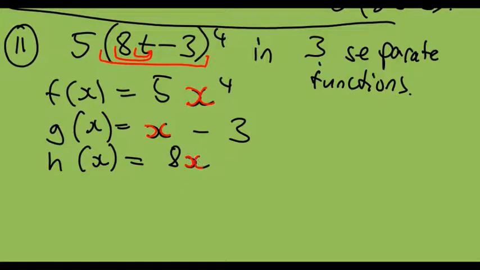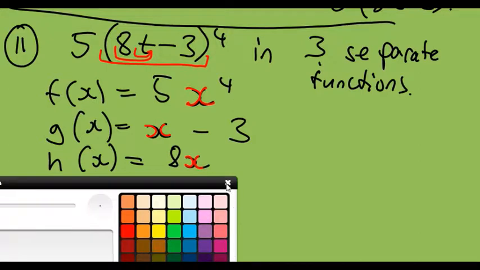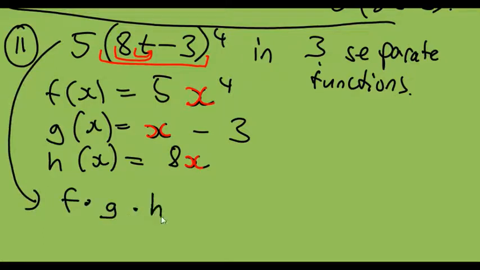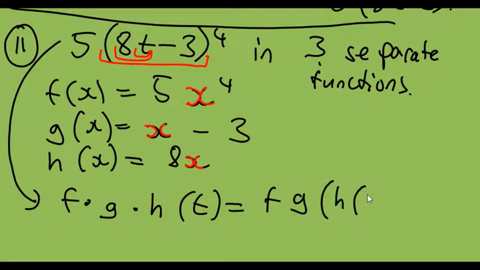Okay, so let's just double check that this is correct. I know it is correct. So if I'm saying that this function is the same as f of g of h of t, in that order, so my first function is going to be f of g of h of t. What is h of t? Well, if h of x is 8x, then we would get 8t here.